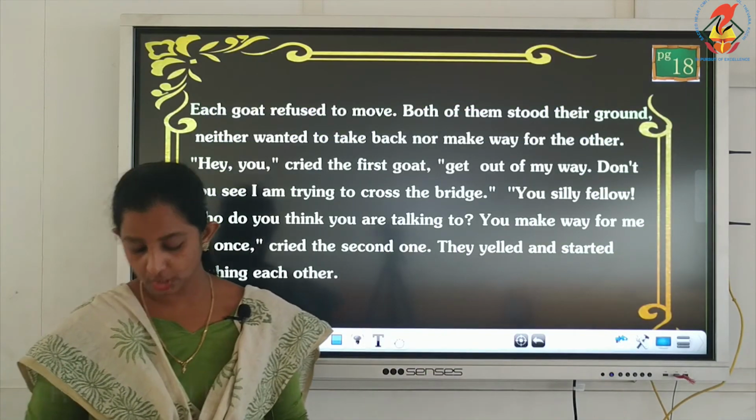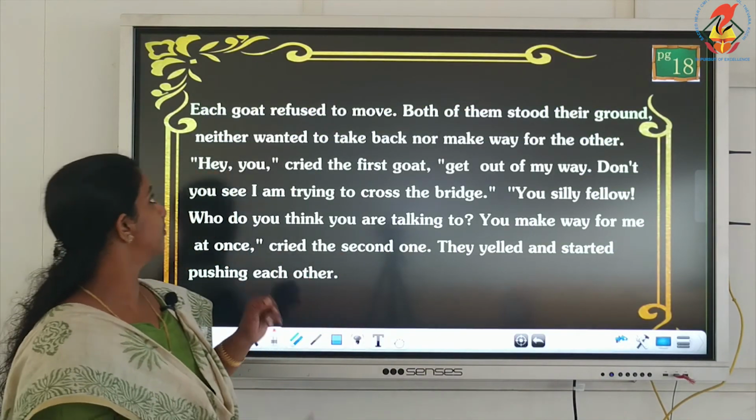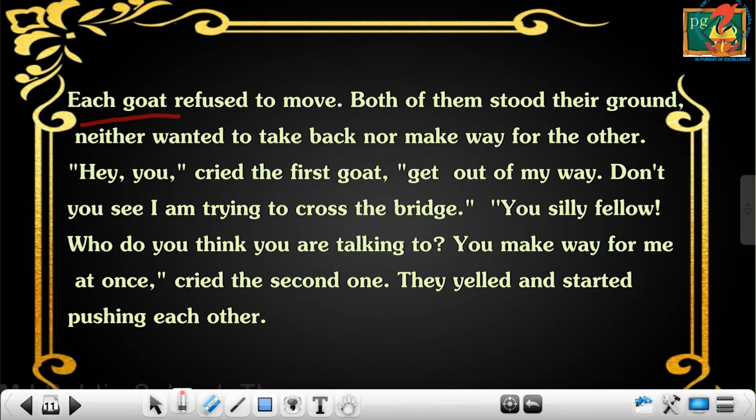So, page number 18, next paragraph. Each goat, repeat once more, each goat refused to move. Both of them stood their ground.